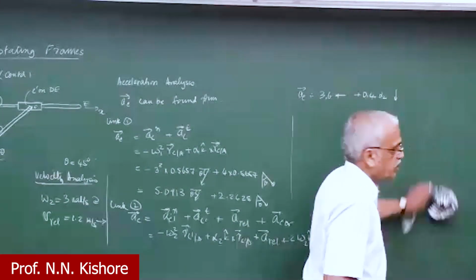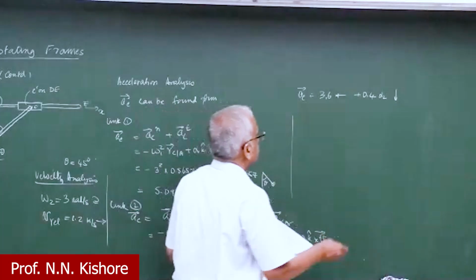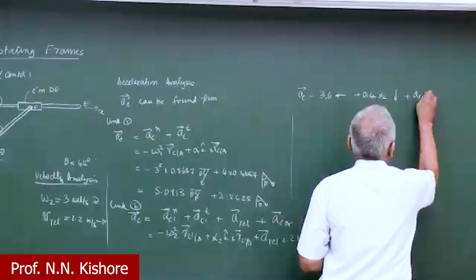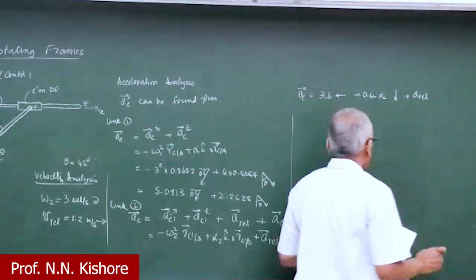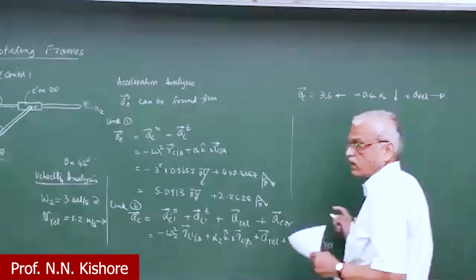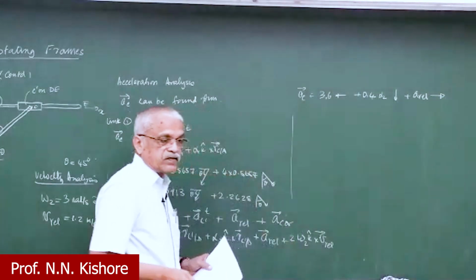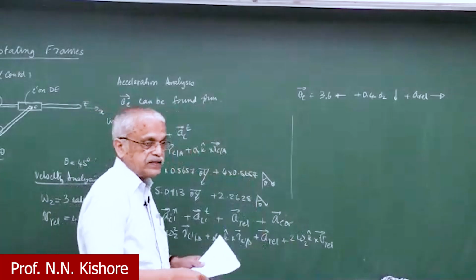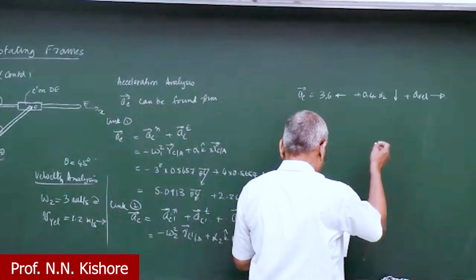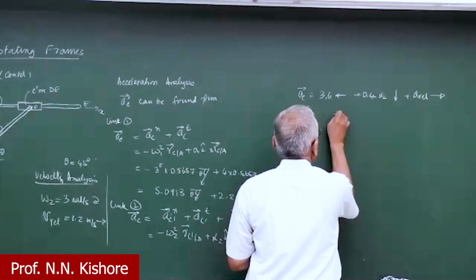So final solution. And finally, we have the Coriolis component. So the Coriolis is twice omega 2 VREL. We know omega 2, we know VREL, we know how much it is. So the magnitude is 7.2, since it is twice omega 2, which is 3, multiplied by 1.2.